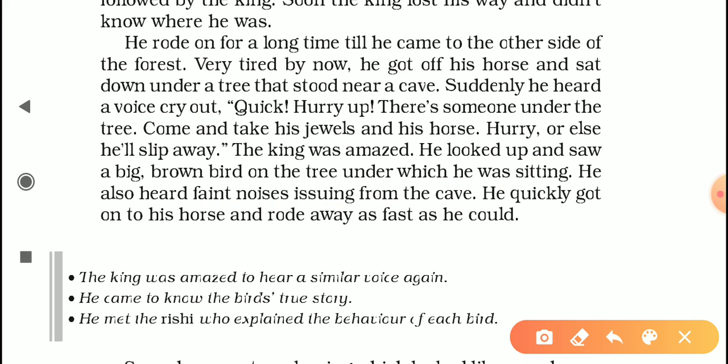The noise was coming from the cave, and he could understand that the bird has called some robbers. Those robbers are coming to catch him. So what did he do? He quickly got onto his horse. He knew that he was alone there. Though he was a king, he was alone. So the robbers might attack and overcome him. So to save himself, he ran away from there. He rode away as fast as he could.